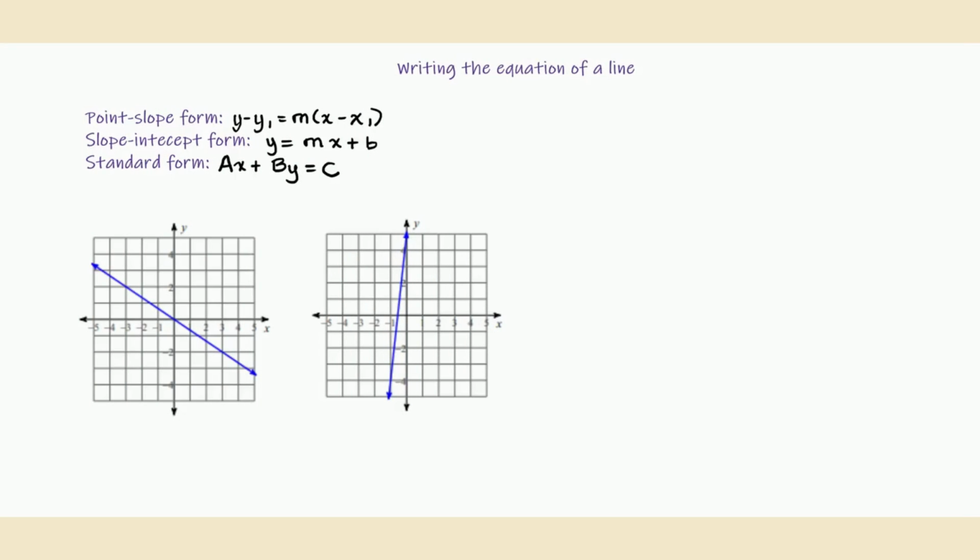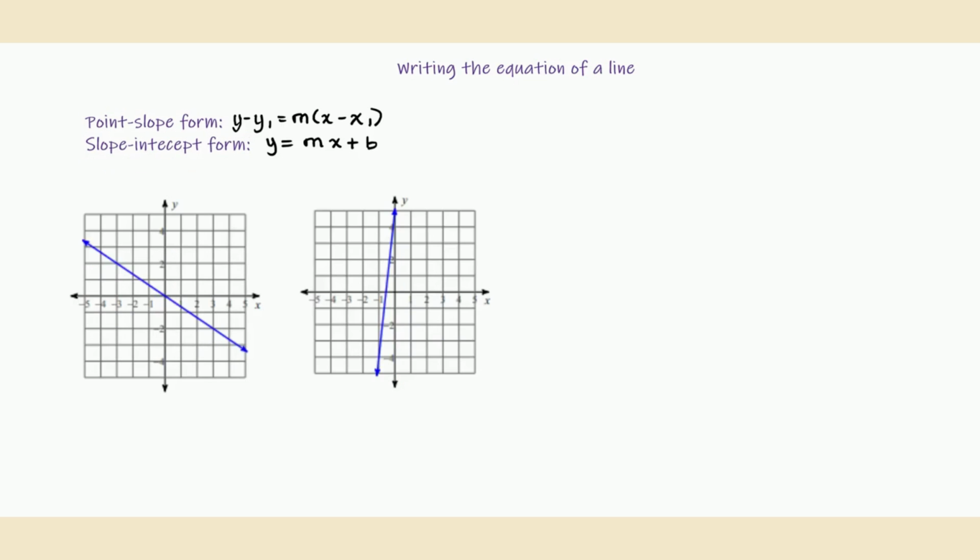When writing the equation of the line, it is important to identify the different parts or features of the equation of the line. You can be asked to represent the equation in point-slope form, in slope-intercept form, or in standard form. Now, I have a whole other video called standard form and slope-intercept form, so I will not be covering the standard form in this video, but I will be going over the point-slope form and the slope-intercept form.